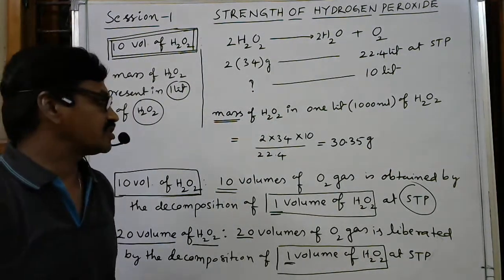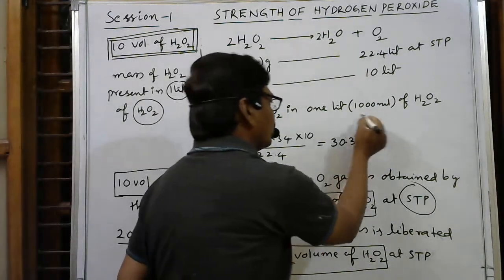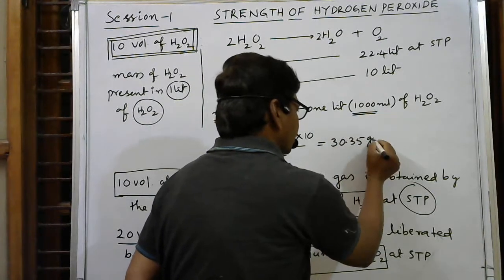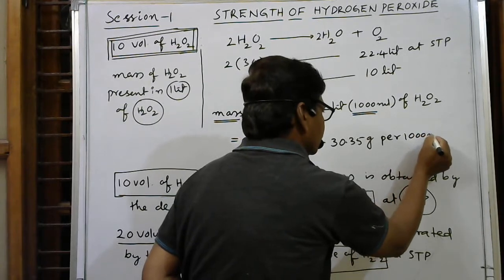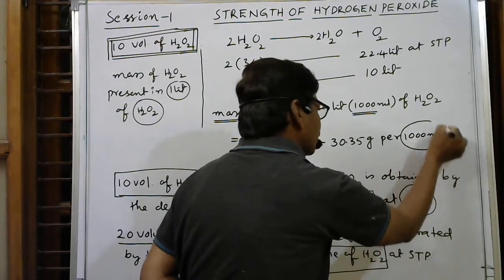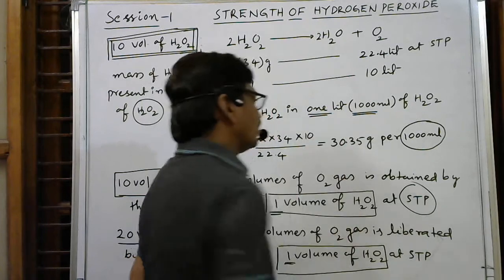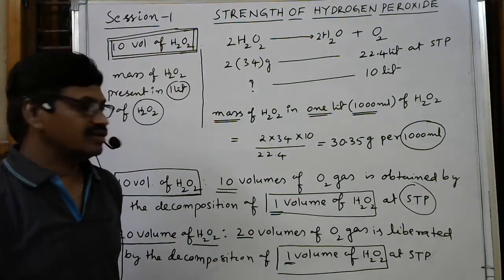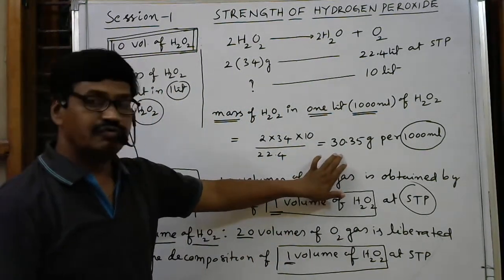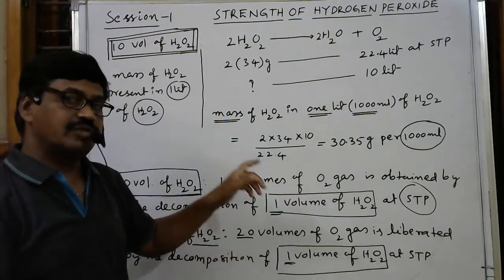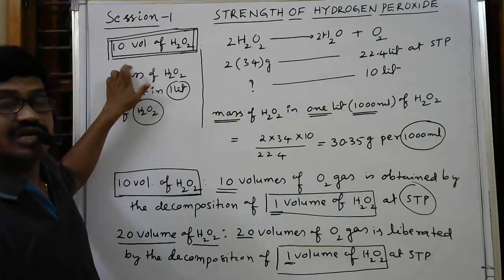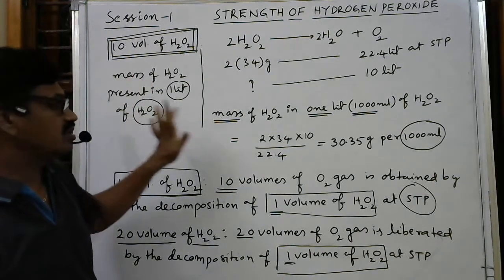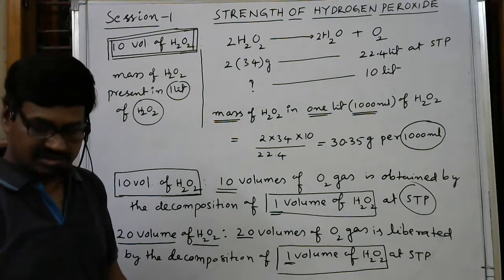30.35 grams. This many grams is present in how much? It is 1000 grams per 1000 ml. 1000 ml is nothing but 1 liter. So this is the weight of hydrogen peroxide per 1000 ml of hydrogen peroxide for 10 volumes of hydrogen peroxide. This you have to remember, this calculation.